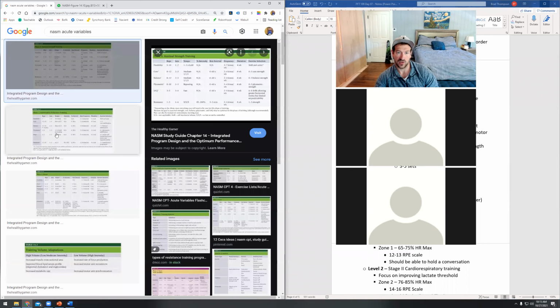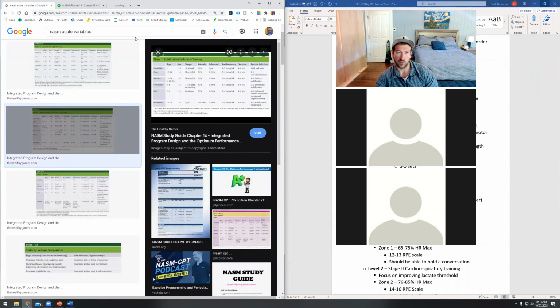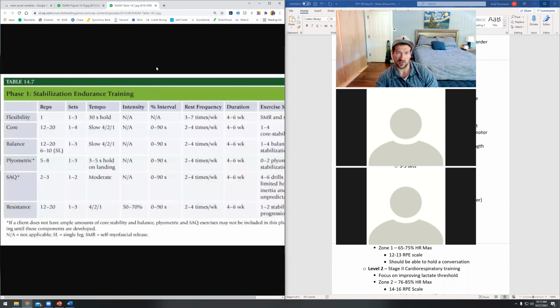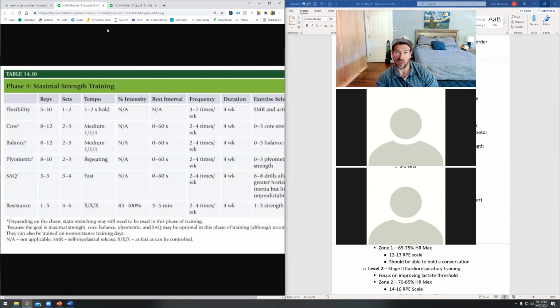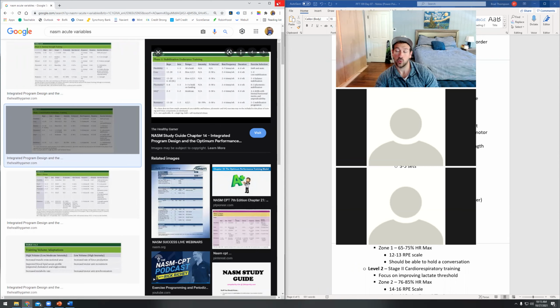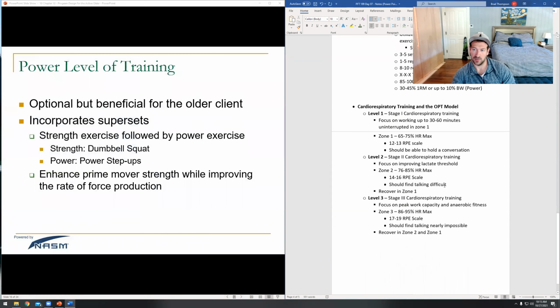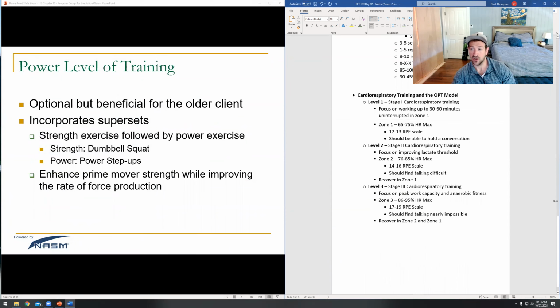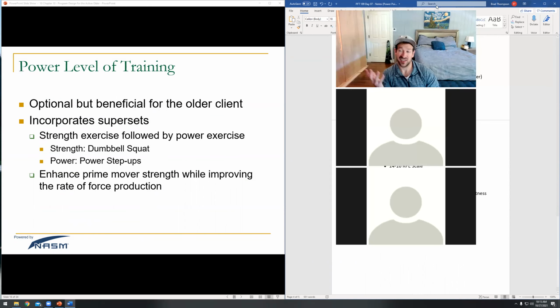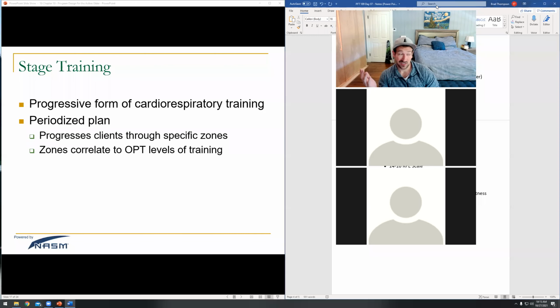So there's one of these for every one of them: there's the stabilization, there's max strength. Those are all in chapter 14 of your textbook. So if you want to start looking at them now, you've got 9 months to get them down. And it won't be as bad as it seems. I know it's a lot today. But honestly, once you pass your test, you get the book. You can just reference this stuff.